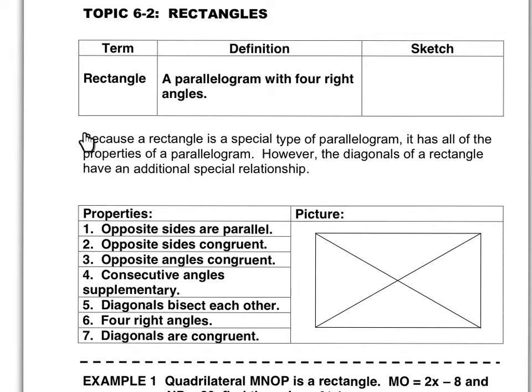Well, if you read this little paragraph right here, it says, because a rectangle is a special type of parallelogram, it has all the properties of a parallelogram. It has those five properties that we talked about on Monday that are true about parallelograms. But it's a special type of parallelogram. And what makes it special is that the diagonals of a rectangle have an additional special relationship, meaning there aren't just five properties of rectangles anymore. There's the five from parallelograms, but then they add two new properties to make it a rectangle. So it's a little bit more specific, a little bit more detailed. That's what we're going to talk about today.